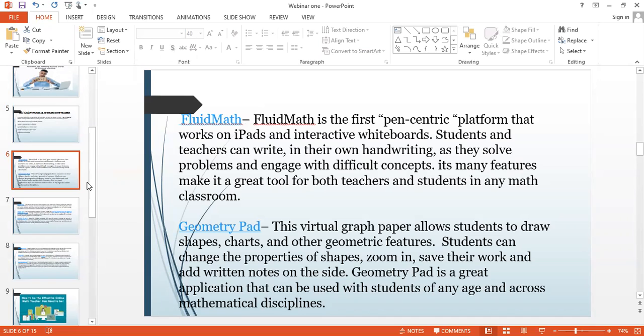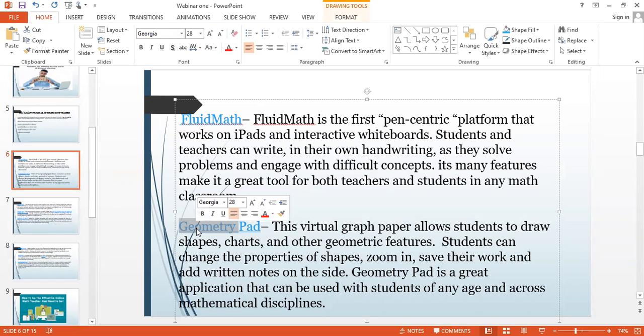Next is Geometry Pad. This virtual graph paper allows students to draw shapes, charts, and other geometric features. Students can change the properties of a shape, zoom in, save their work, and add written notes on the side. Geometry Pad is a great application that can be used with students of any age and across mathematical disciplines.